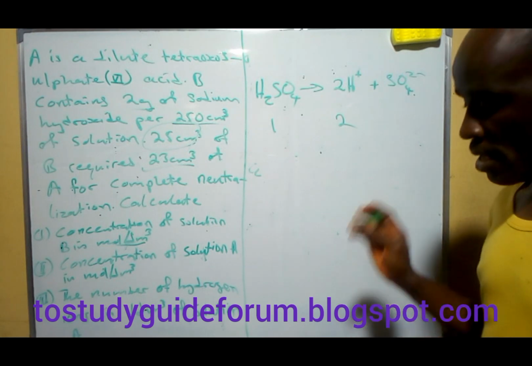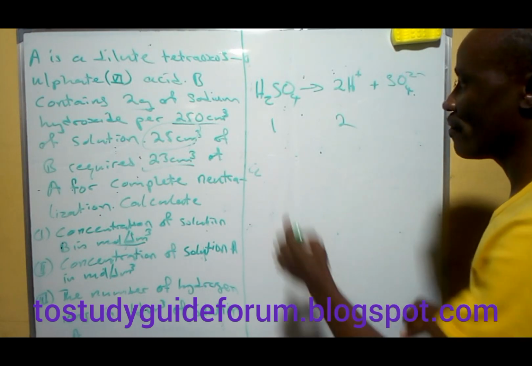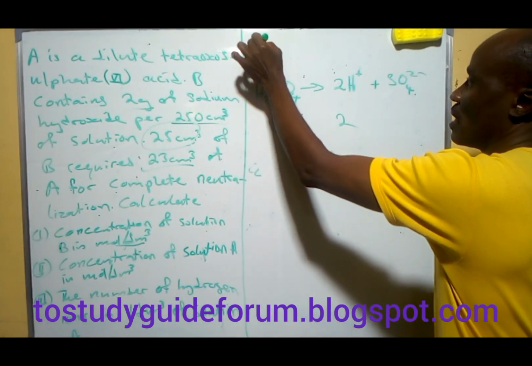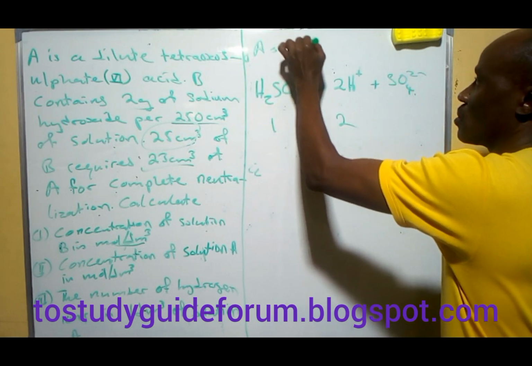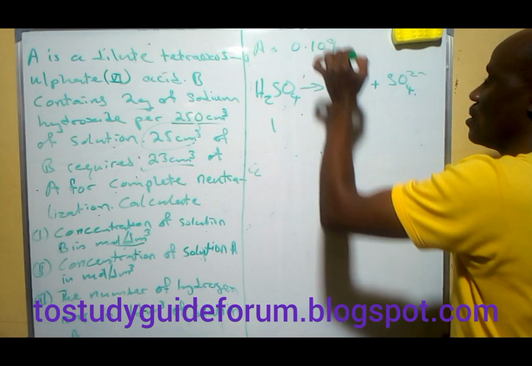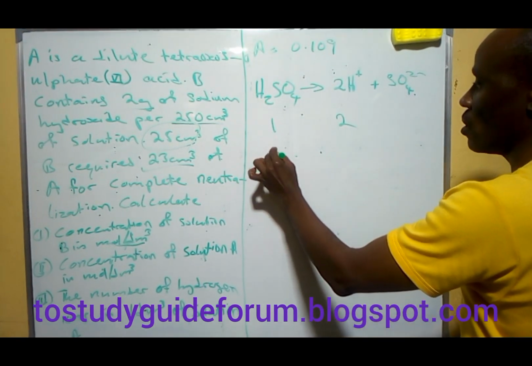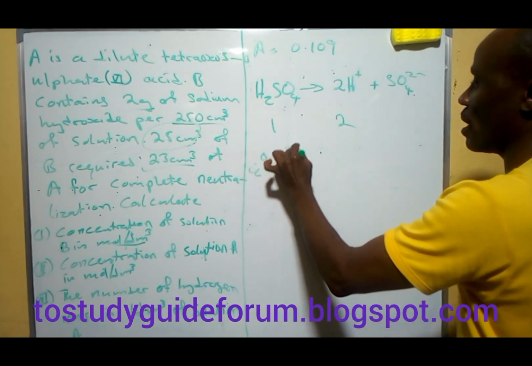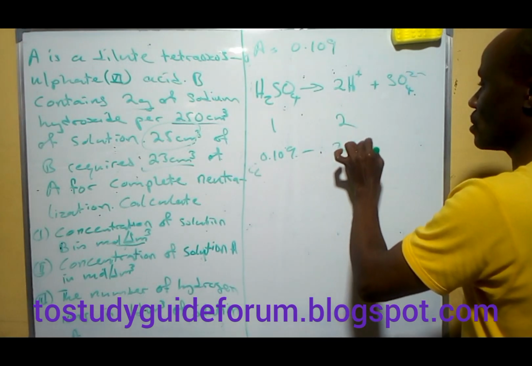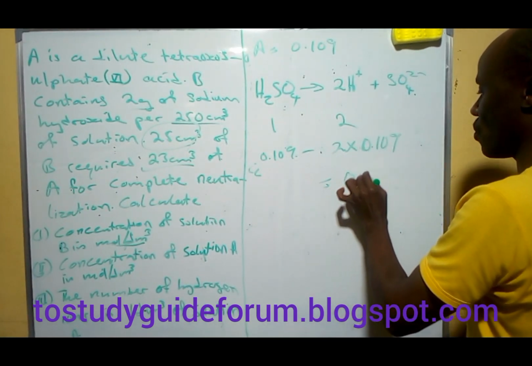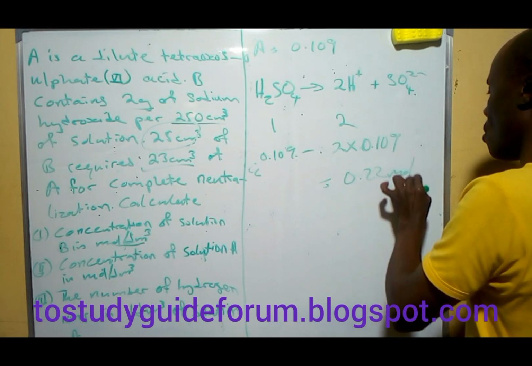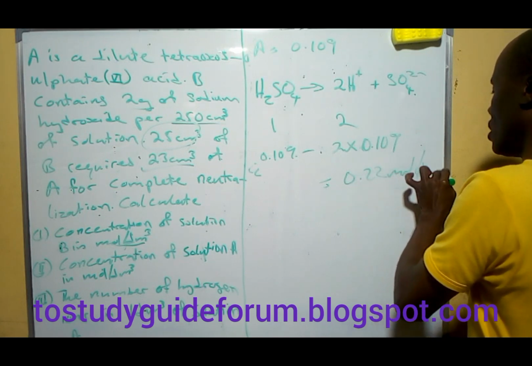We were able to find out that the mole concentration of the acid, A, is equal to 0.109. So it means that 0.109 will give us 2 times 0.109. That will give us 0.22 mole per dm cube.